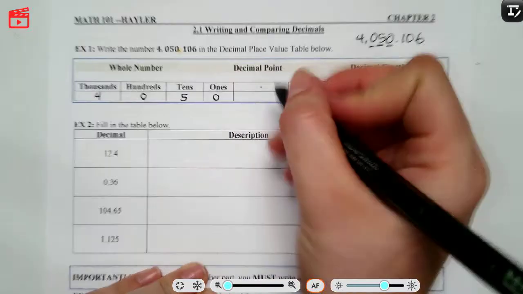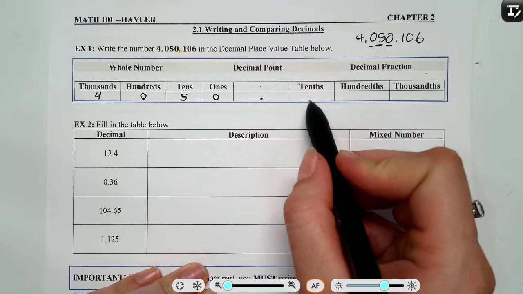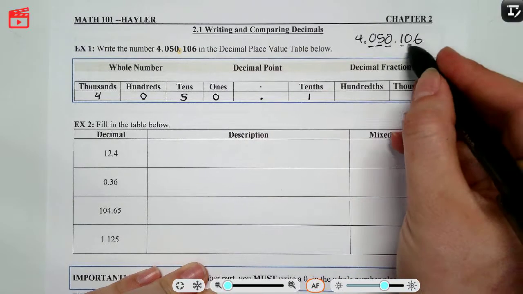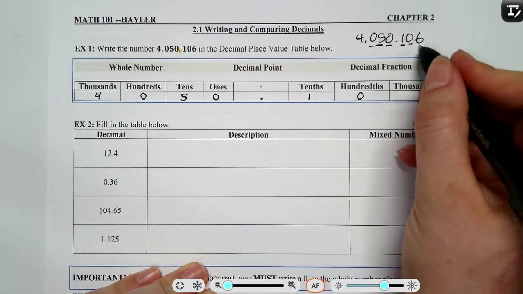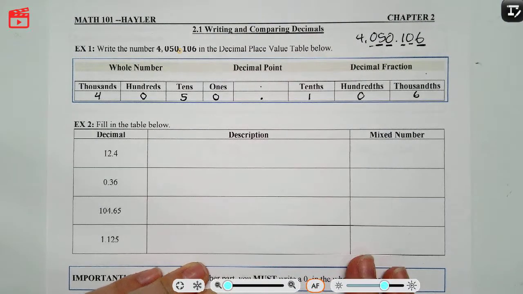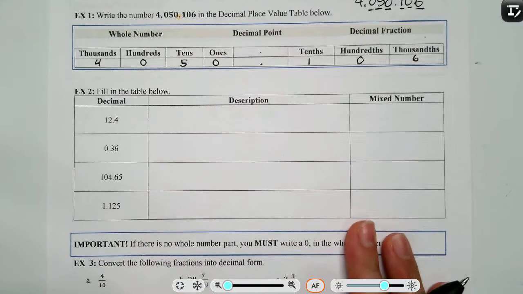Okay, so let's take a look at the decimal side, so the decimal fraction side. How many tenths do we have? Well, we just have 1 tenths, 0 hundredths, and 6 thousandths. All right, so let's go ahead and fill in the table below.